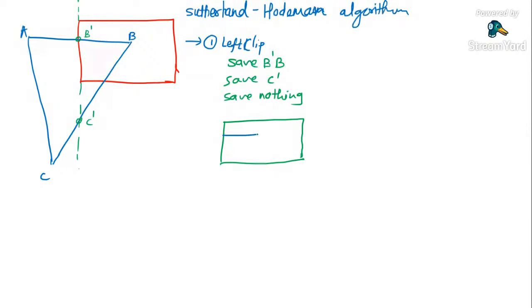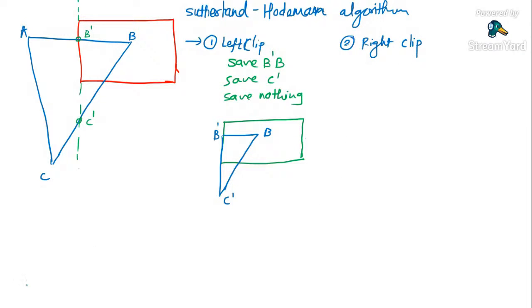You will get the output like this. This is the output after left clip, B dash B C dash. Now this output will act as an input for the second stage, that is nothing but right clip. So apply this one, not this one. So right clip.